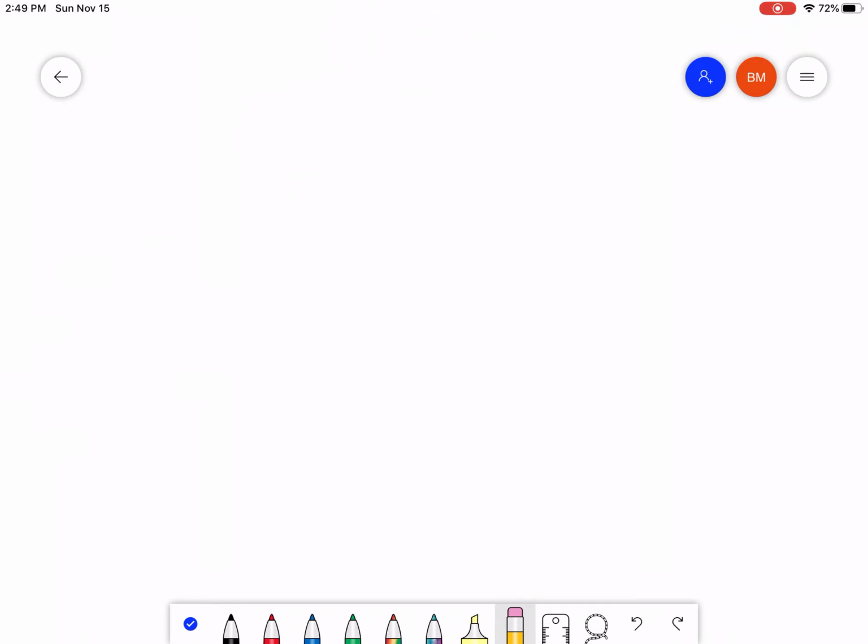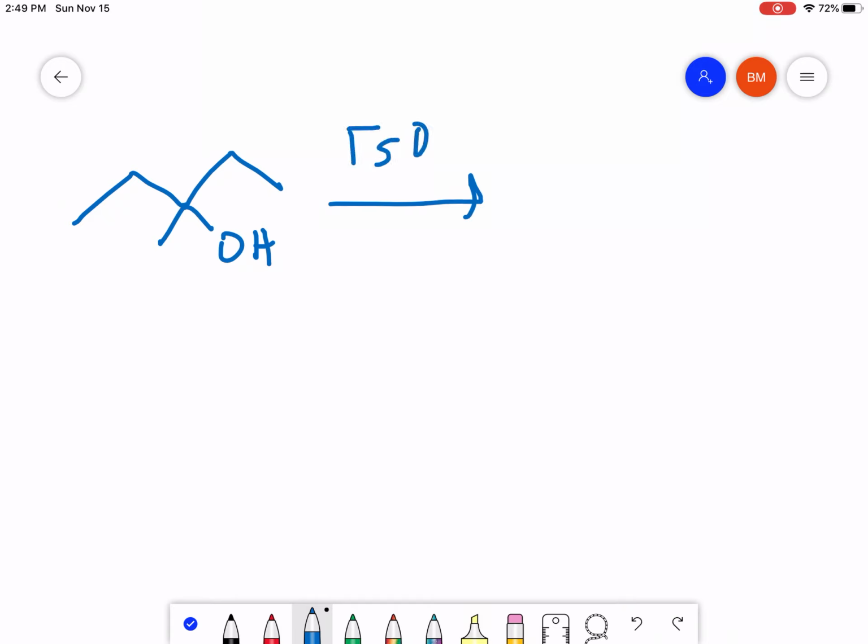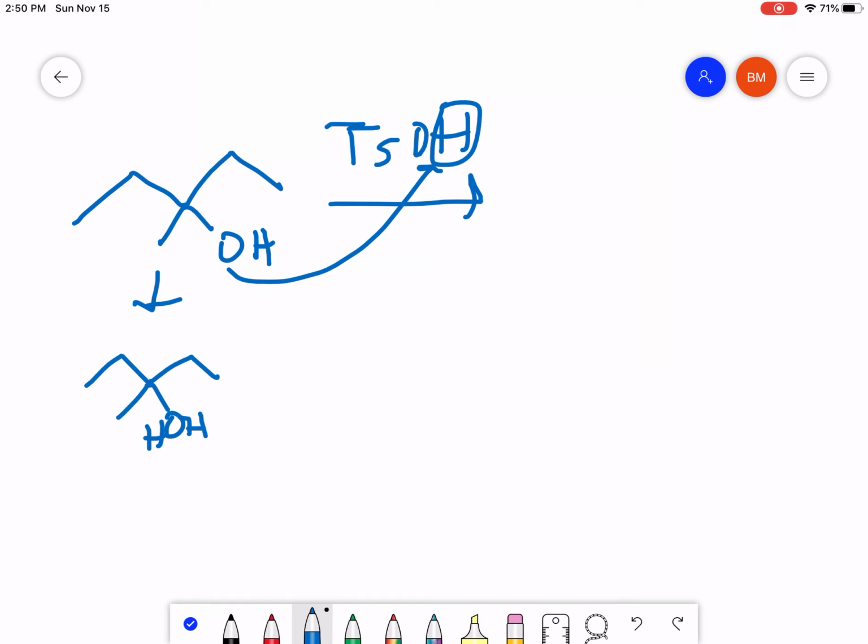All right, let's do another one. Okay, let's take one like this. You treat it the same way. Grab a proton from your acid. Gives you water. Water leaves. It leaves us a nice tertiary carbocation.